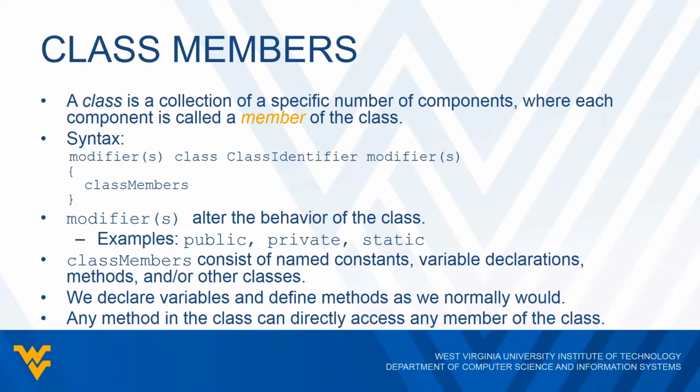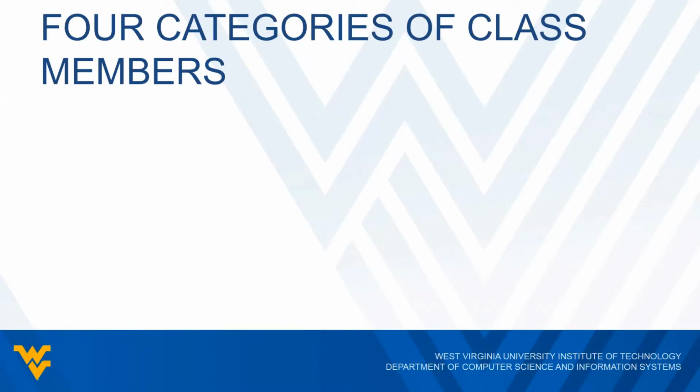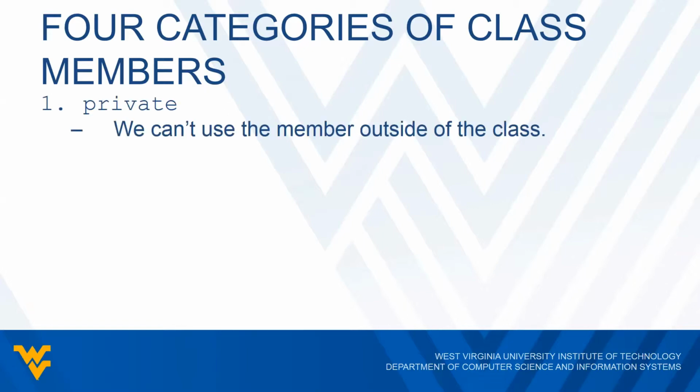Of course, any method that's in the class can directly access any member of the class itself. So if I declare a variable inside this class, and then I declare a couple of methods, all of those methods can use that same variable that we have declared. The members of a class are classified into four different categories. We have private, which just means that we can't use the member outside of the class. I could still use it inside the class however I want, but no other program, file, or class outside of the current class is allowed to use it.